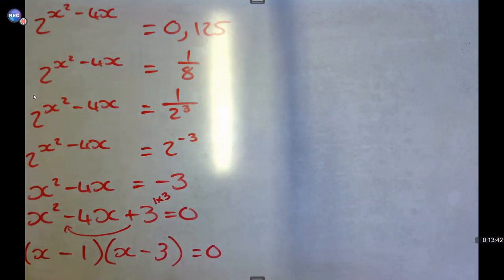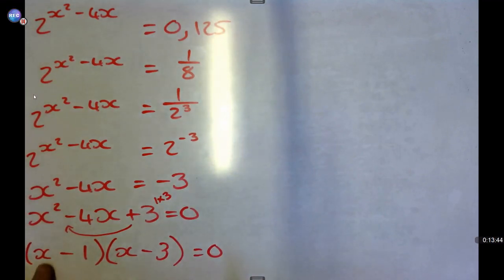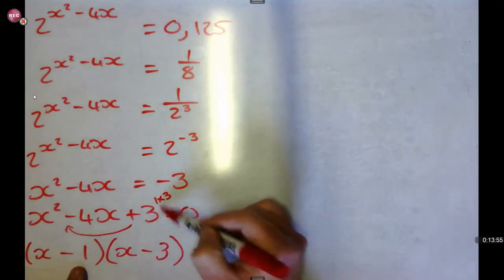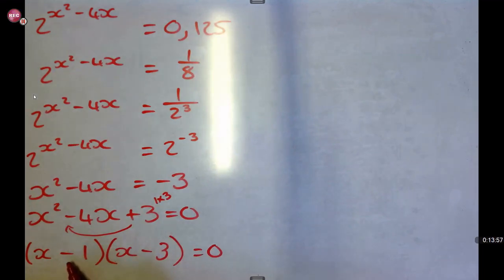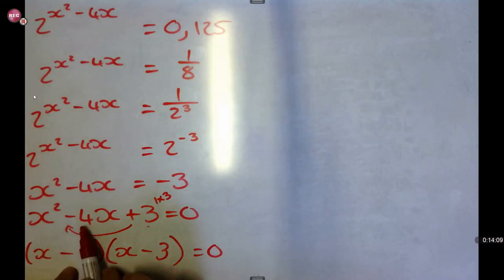Okay? So how it works is, if I go and FOIL these brackets, I should get that. So if you say x times x, it gives you x squared. Okay? Then, to sort out this, if you say a negative and a negative, it will give me a positive. 1 times 3 will give me 3. Then, a negative 1 minus 3 gives me negative 4.